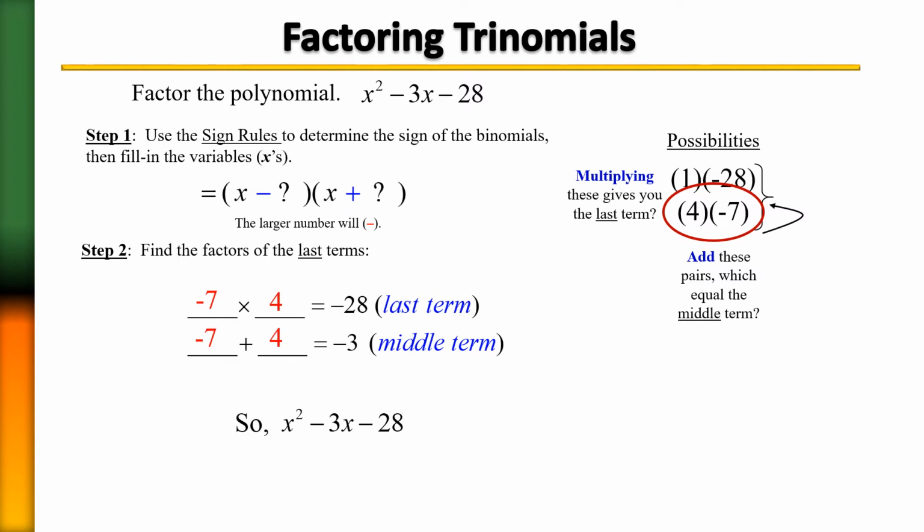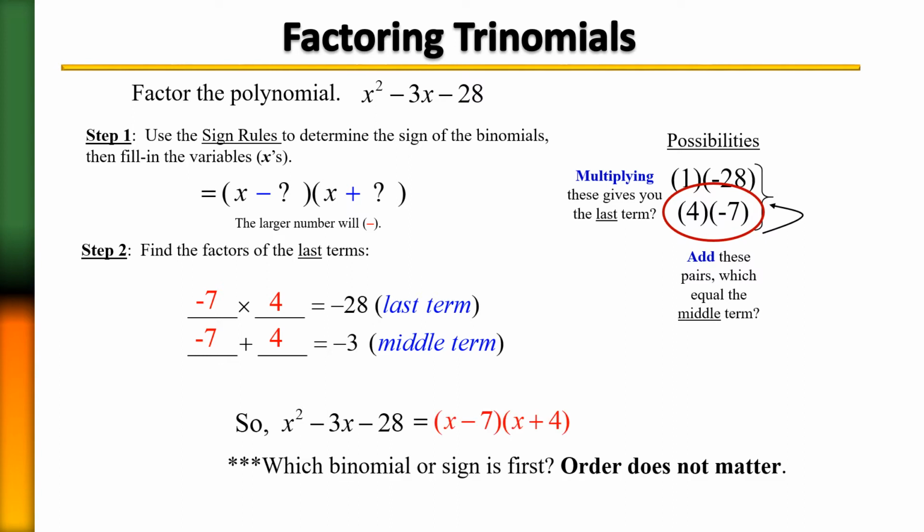Because if we place that in there, it meets both criteria. Negative 7 times 4 does equal negative 28, the last term. Negative 7 added with a positive 4 does equal negative 3, my middle term. So that means it's going to factor into x minus 7 and then x plus 4, because we already knew that it was x's there. We just needed to know what numbers go with the x's. So again, that's x minus 7 times x plus 4.